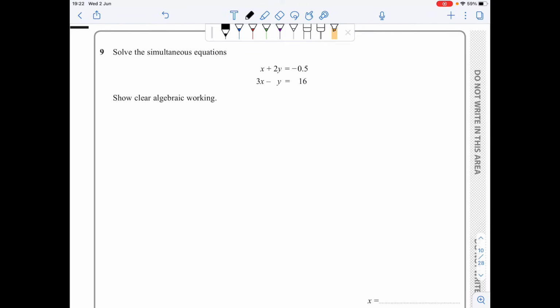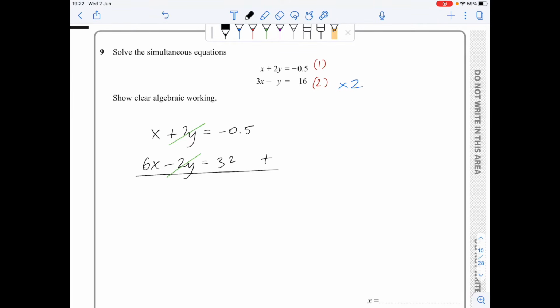In question 9, I need to solve the simultaneous equations. Let's label this as 1 and 2. I can do that by either using elimination or substitution. I will proceed with elimination. I will keep one the same and multiply the second one by 2. So I will get x plus 2y equals minus 0.5, and then 6x minus 2y equals 32. And then I'm going to add the two equations.